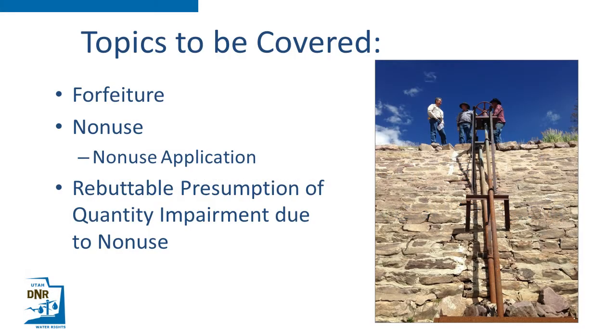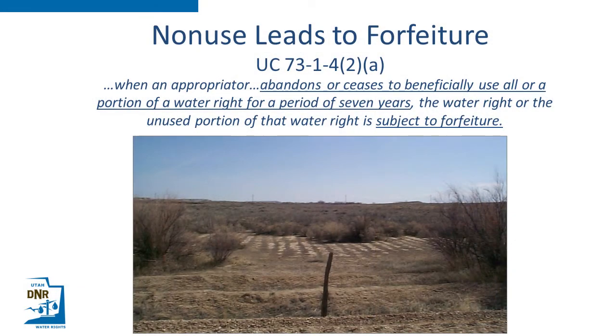This presentation is going to cover forfeiture, non-use, and rebuttable presumption of quantity impairment due to non-use. Let's start with forfeiture. Forfeiture is a fundamental concept of the prior appropriation doctrine in the state of Utah.